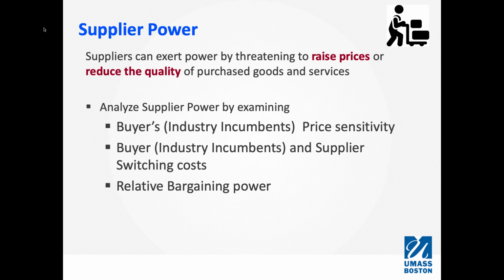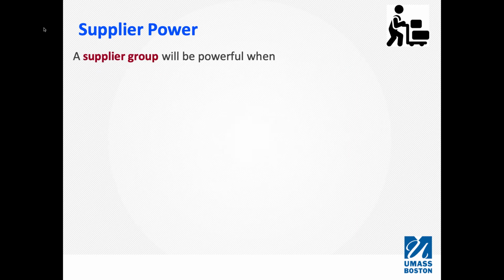Supplier power. This is the flip side. Okay? Suppliers can exert power by threatening to raise prices or reduce the quality of purchased goods or services. Some things you can look at to analyze supplier power are the buyer's price sensitivity or the buyer's switching costs, the relative bargaining power. We'll go into details to make this clearer. Okay?